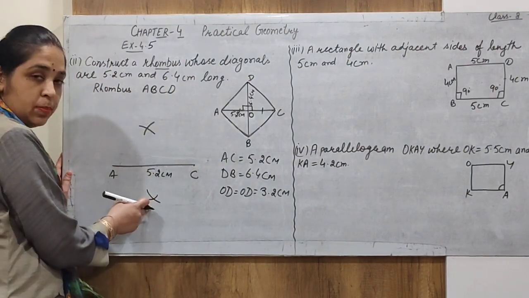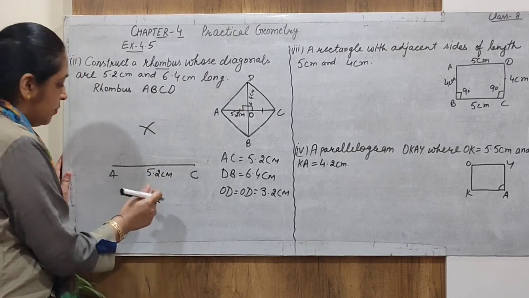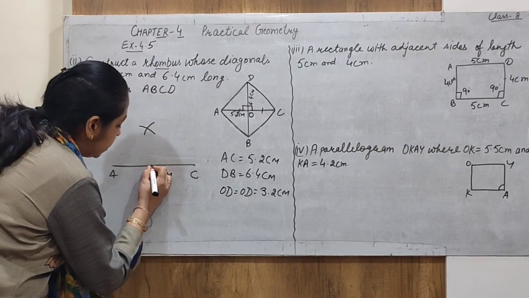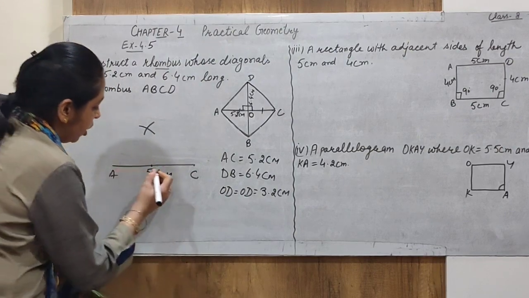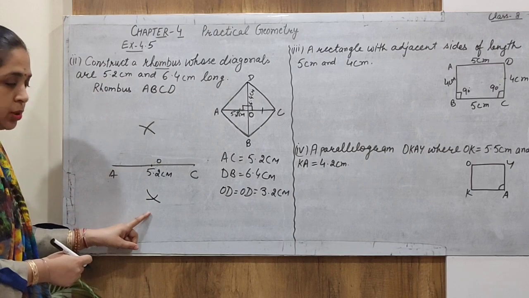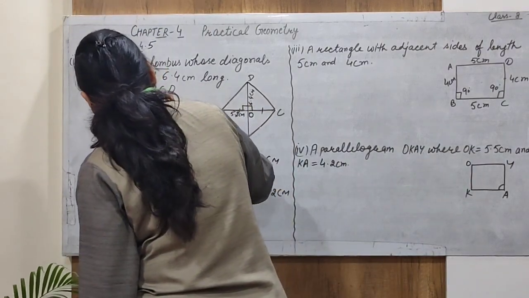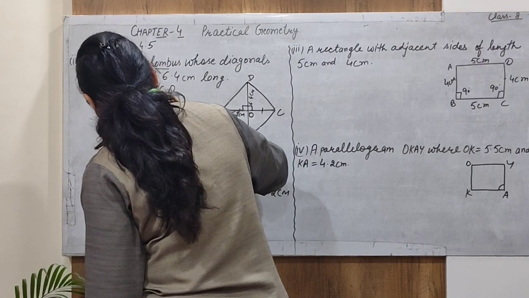Using this method we can get a line which passes through the center of this line, and we can call the center of this line O. So this is a perpendicular bisector. Now draw a line using these two points, so that it passes through this point.